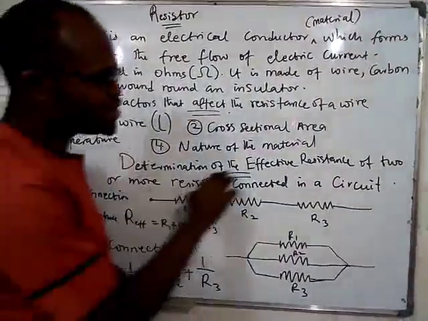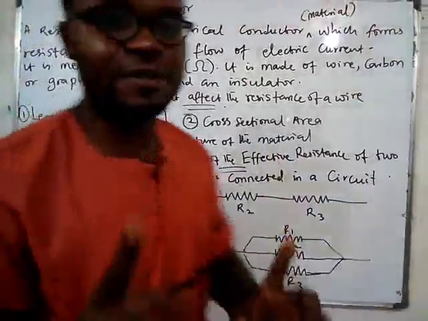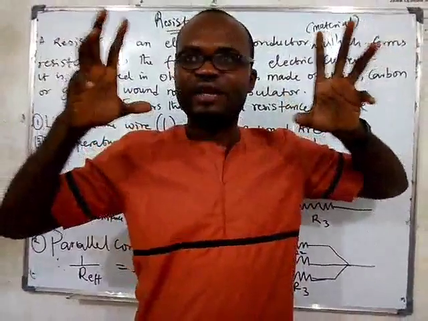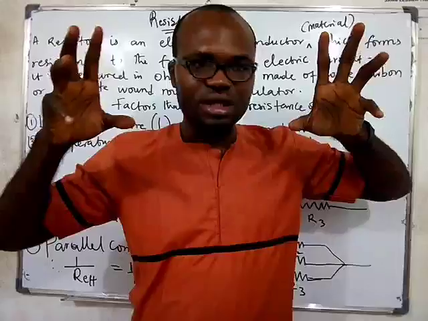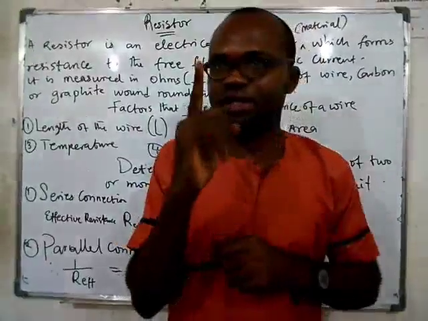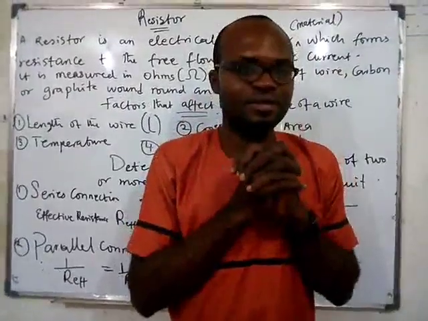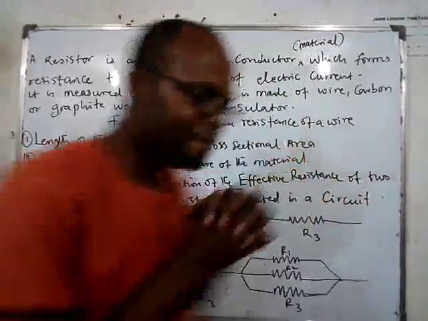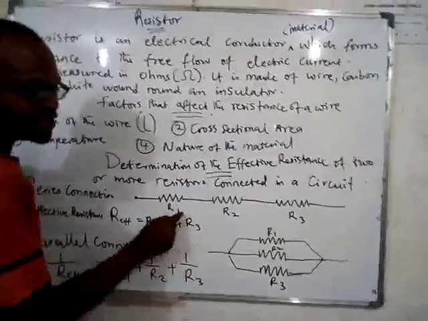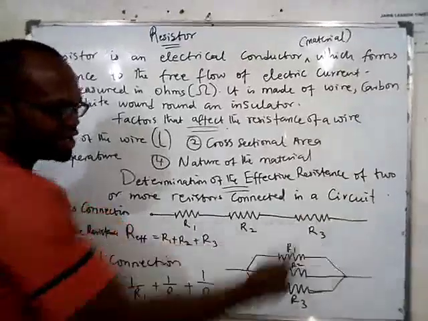Now we look at the determination of the effective resistance of two or more resistors connected in a circuit. Every big circuit that will do a very great amount of work is normally made up of two or more resistors. It's not only one resistor. So how do you calculate the total or effective resistance in the circuit? Who can tell me the difference between the connection here and the connection here?